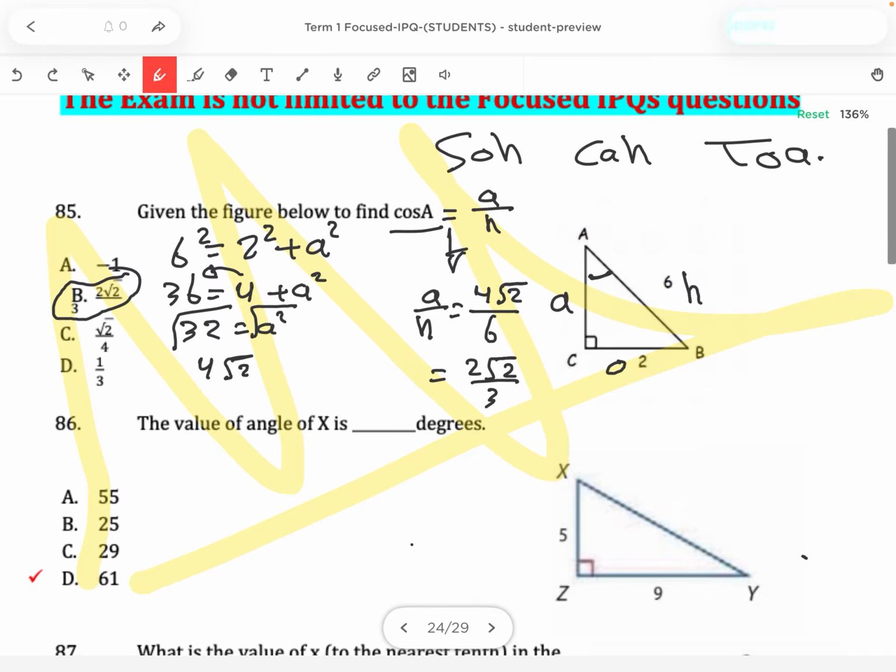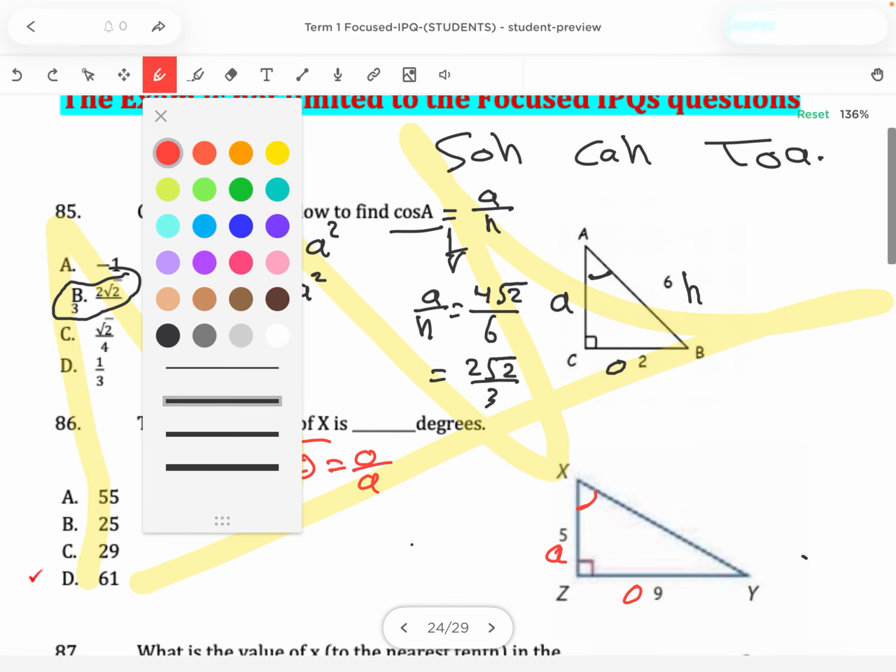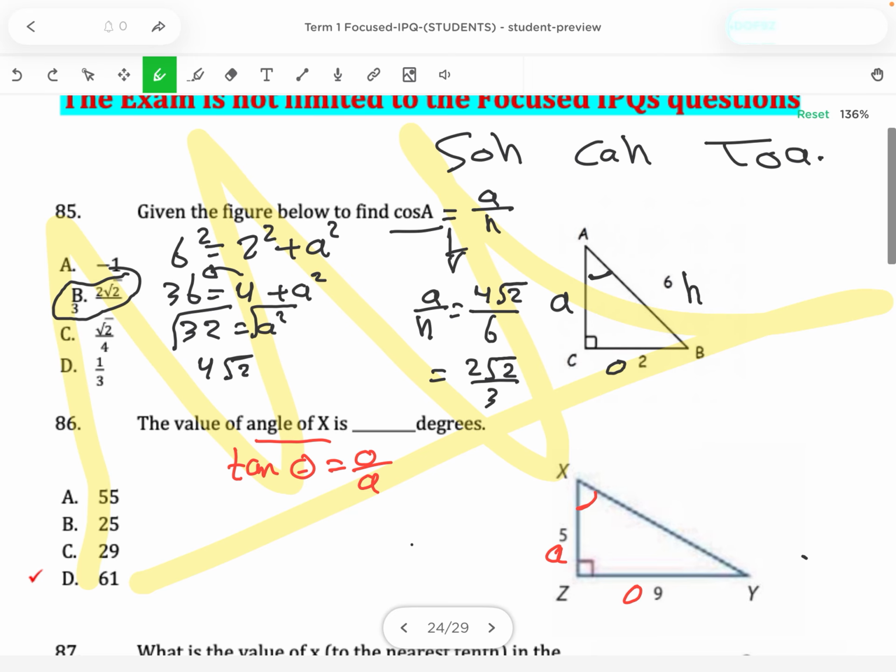What is the value of angle x? This is x, this is my opposite side, this one is the adjacent, O and A, so I have to use tan. Tan theta equals O over A. Angle called x. Tangent x equals 9 over 5. To get x, we will get the tan inverse of 9 over 5, and the answer will be approximately 61 degrees.